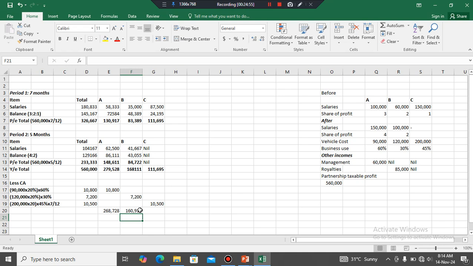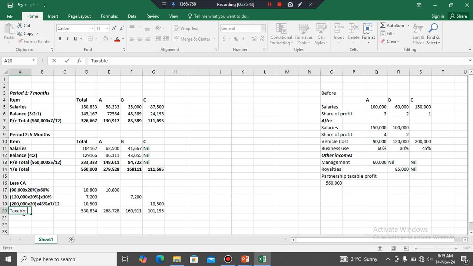And then for C, 111,695 minus 10,500. It's giving us a total of 101,195. So now we find the total. So 101,195 plus 160,911 plus 268,728. It's giving us a total of 530,834.